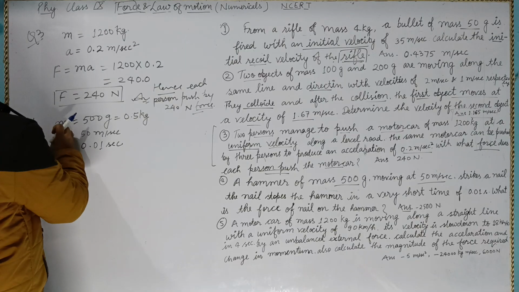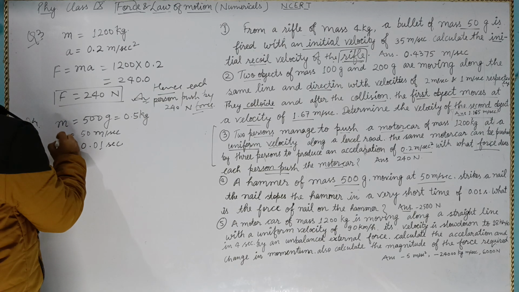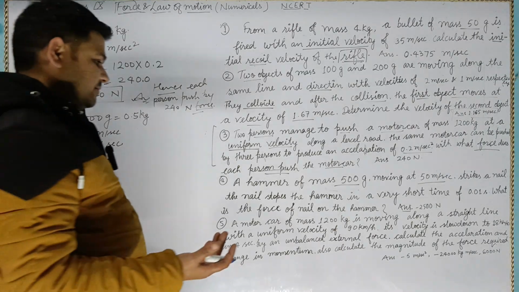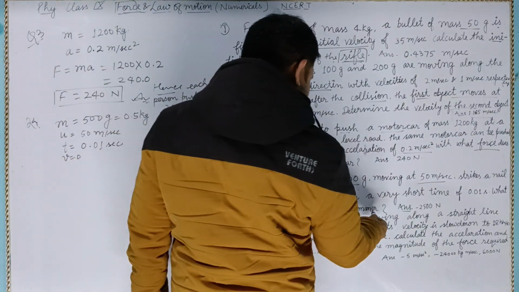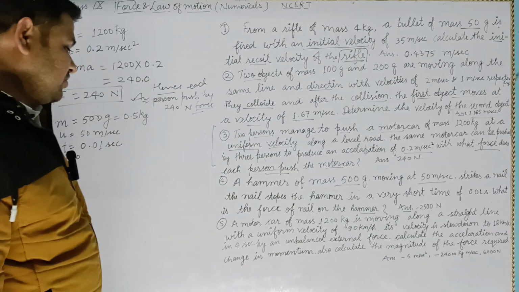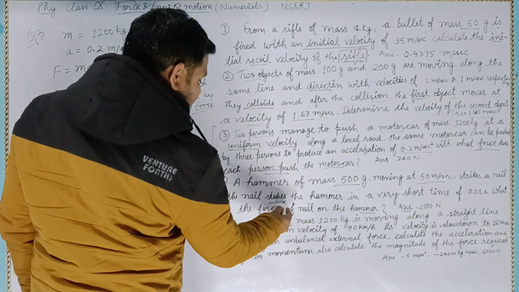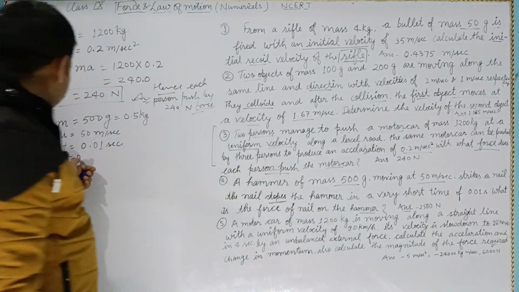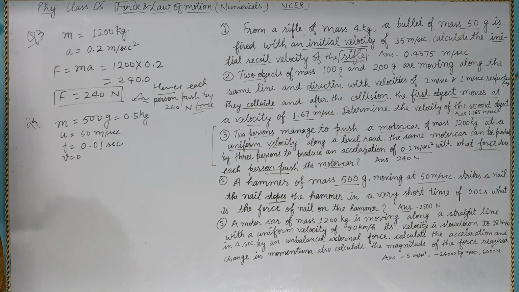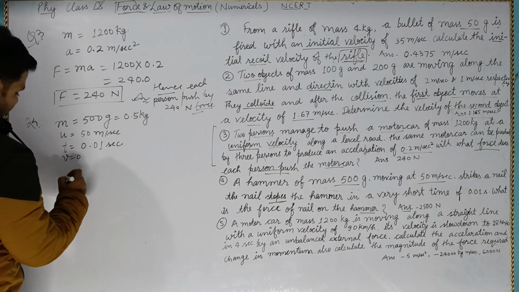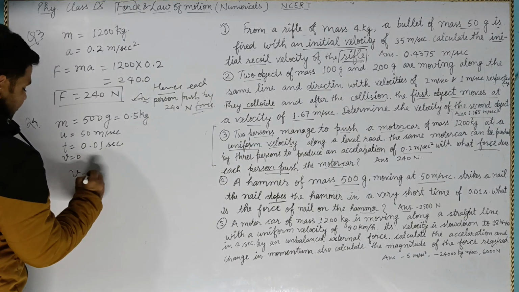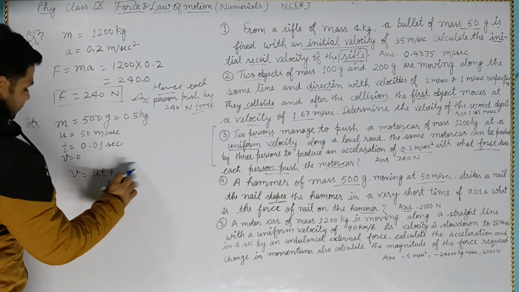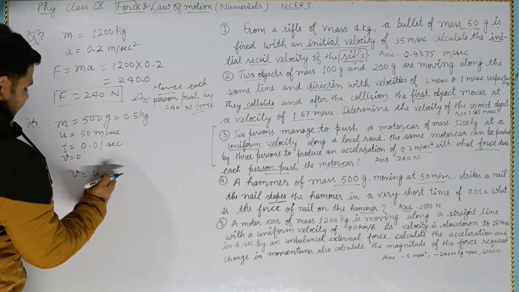So the initial velocity of the hammer is u equal to 50 meter per second. The final velocity v is equal to 0, because the hammer is stopped by the nail. When the hammer is stopped, the final velocity is 0. From the first equation of motion, we know v equal to u plus at.